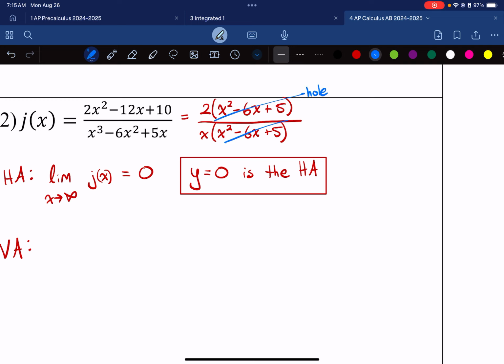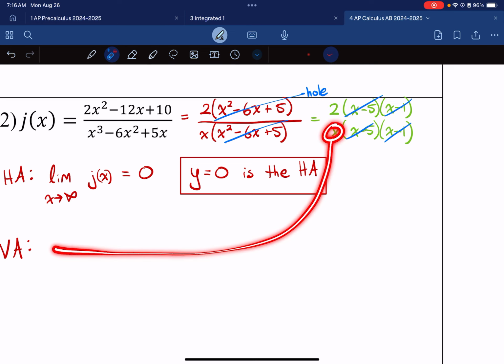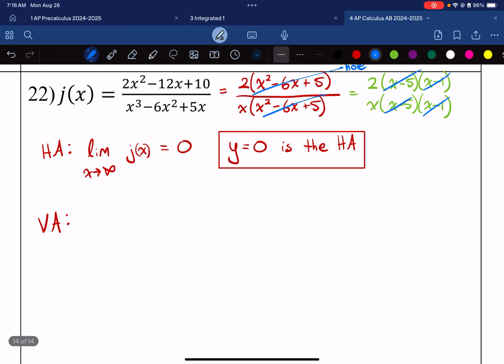Technically, there's 2 holes because, here, I'll write this in green because I don't want you to do this. You could write that this is 2 times x minus 5 and x minus 1, and this is x times x minus 5 and x minus 1. And you could cross them out here instead, but that's silly. Just cross it off right here. So essentially it boils down to just 2 over x. So x is the only thing that's not crossed off, so that's the vertical asymptote. And you don't even need to do any work, right? This is just x is equal to 0. So you can say that x equals 0 is the vertical asymptote.